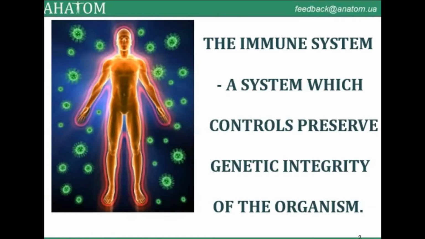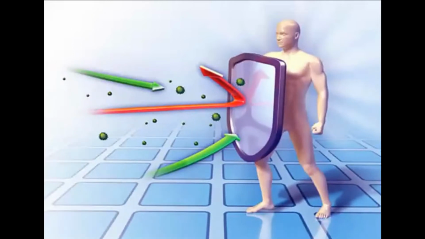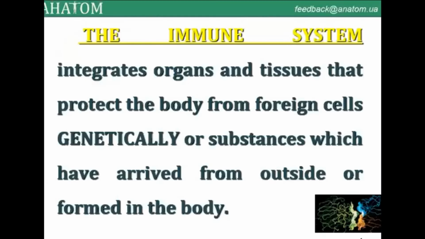First, it's very important, really: organs and disorders. These organs can be a problem for the organism. The immune system integrates organs and tissue. It's not only organs. Why a system? Because it's organs and tissue that protect the body from foreign cells, genetically, or substances which have arrived from outside or formed in the body.